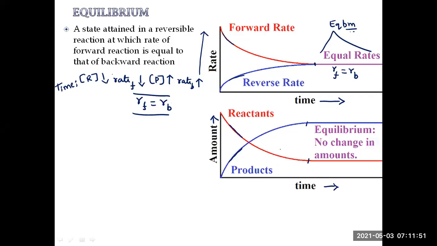Now, hope the concept of equilibrium is clear. That's why equilibrium is a state. It is a state attained where? In a reversible reaction, at which the rate of forward reaction is equal to the rate of backward reaction, and concentrations of reactants and products remain constant. Also you can add that, no problem. Okay. So if you are done with it, I'll proceed.